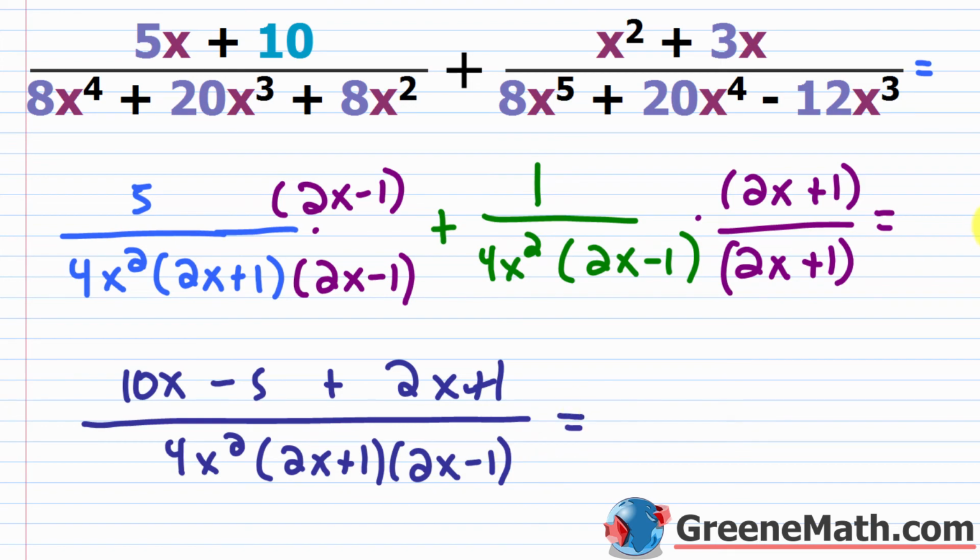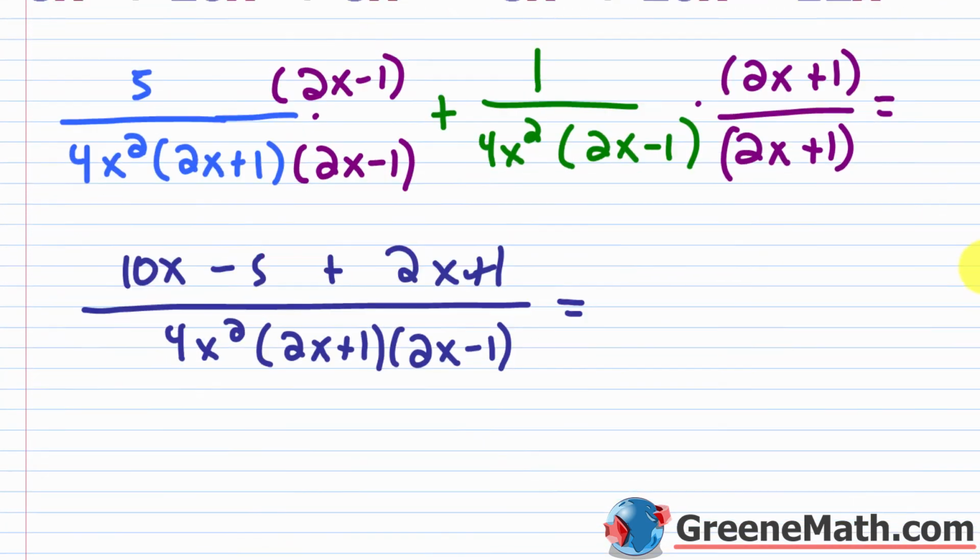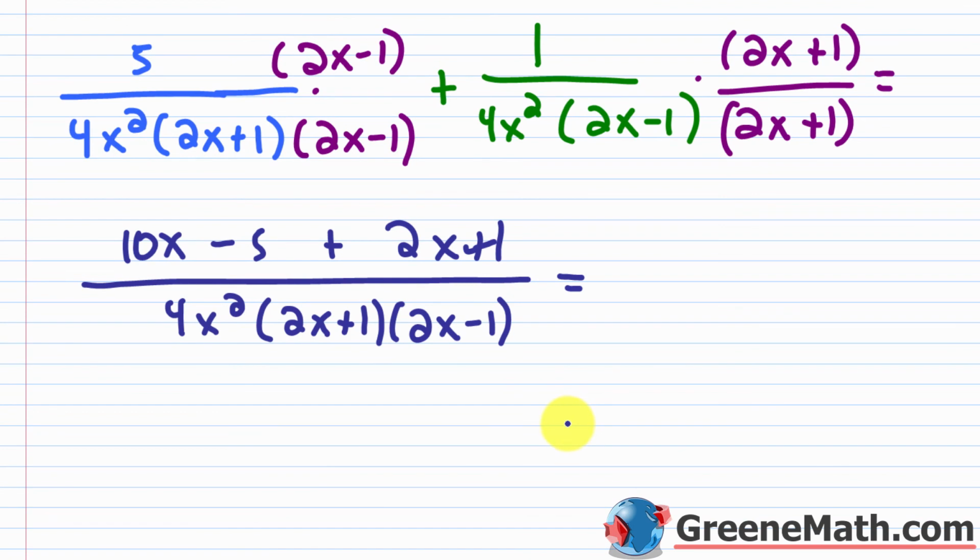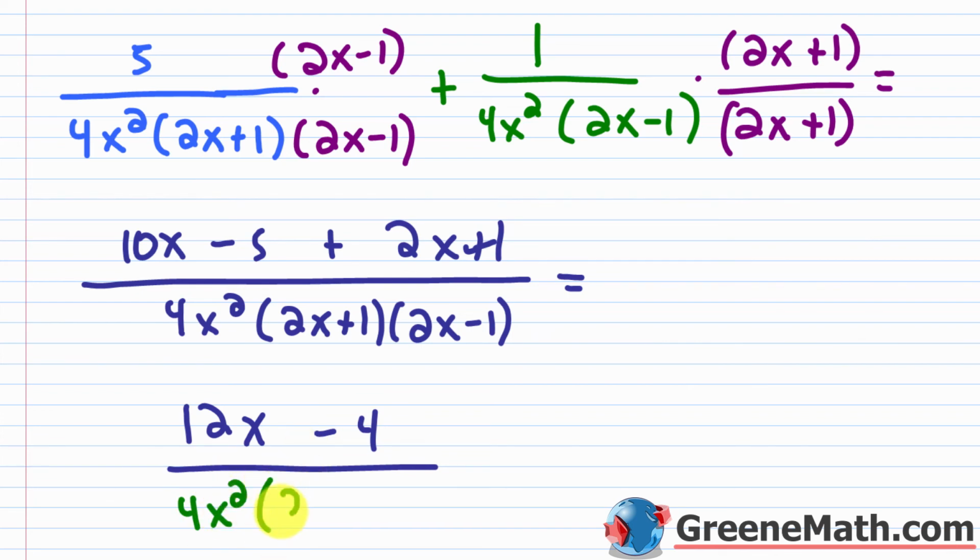So let's scroll down and get a little bit of room going here. And what can we do? Well, we see that 10x and 2x would be 12x, okay? And then negative 5 plus 1 would basically be negative 4. And this is over, again, if we think about it, we have 4x squared multiplied by the 2x plus 1 multiplied by the 2x minus 1. Okay, so far so good.